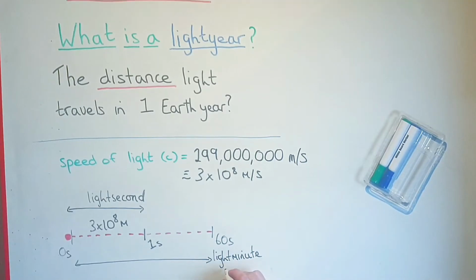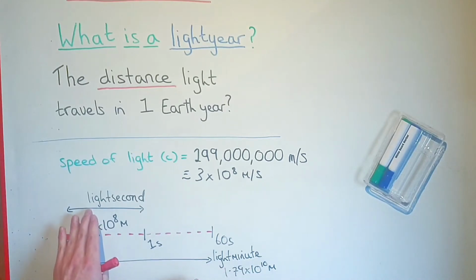And that distance, for interest's sake, is 1.79 by 10 to the 10 meters. So extremely large value. But the principle here is not so much the numbers, but more the understanding that the photon travels 1 light second in 1 second, and then in 60 seconds, the photon has traveled a certain distance in 1 minute, and it's photons, so we're referring to light, so it's a light minute. But again, to remember, the light second is a distance measurement. The light minute is also a distance measurement.